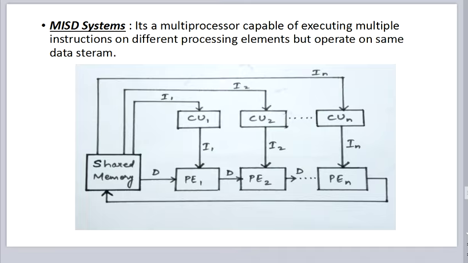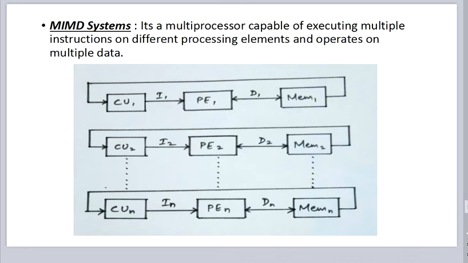Next is multiple instruction single data system. It's a multiprocessor capable of executing multiple instructions on different processing elements but operating on the same data stream. So different processing elements operate on the same data stream but execute different instructions.